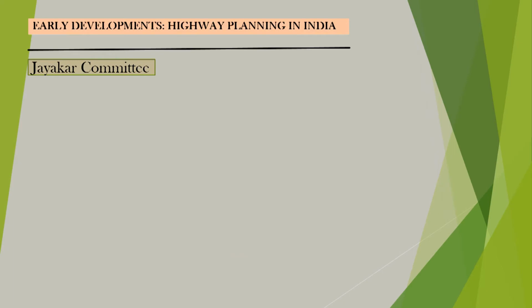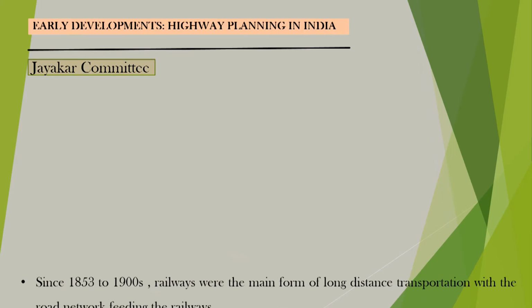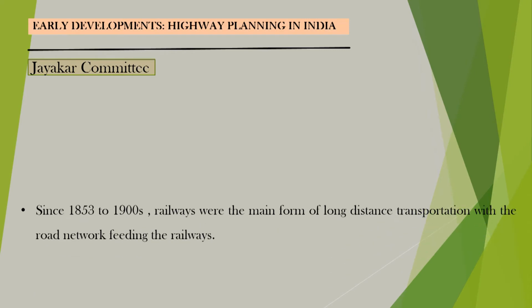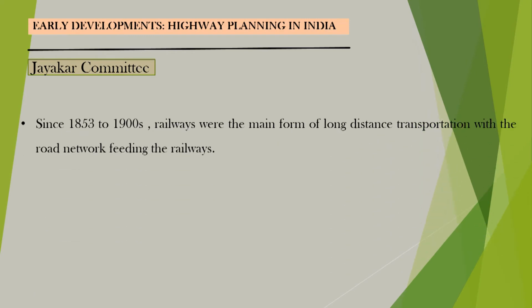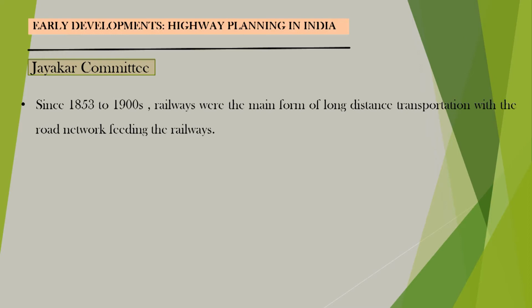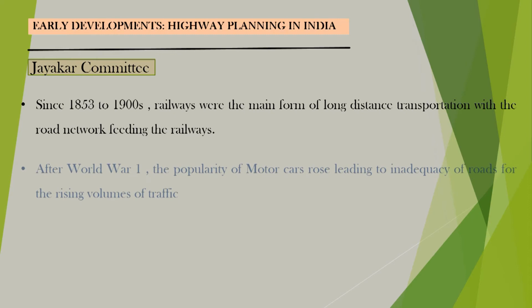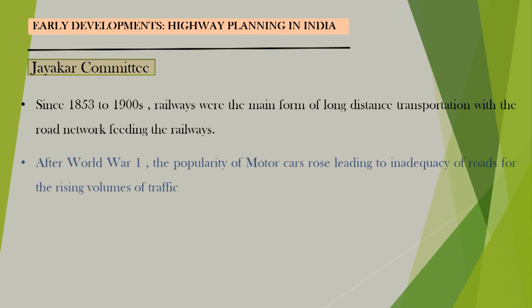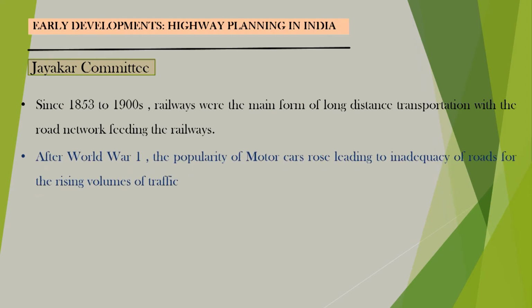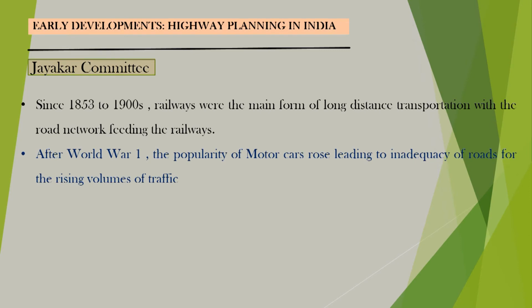Now let us talk about how highway planning came into India. Before World War I, railways were the main form of transportation in India. It was only after World War I that the popularity of motor cars rose, but the inadequacy of the roads was felt due to the rising volumes of traffic.